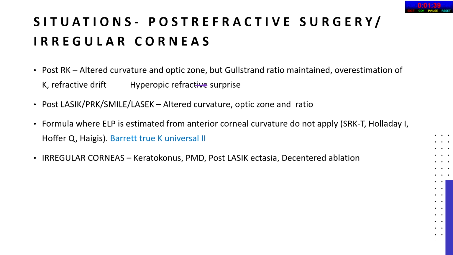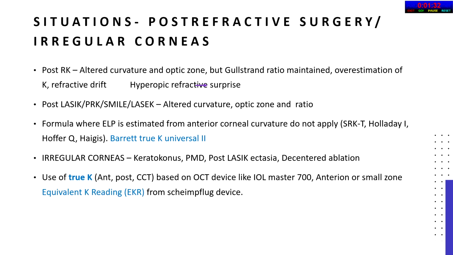For irregular corneas, again, there is a high chance of inaccuracy, and we should be extremely cautious while ordering the IOL. And we also have the equivalent K reading from Scheimpflug devices, which also enables calculation of the keratometry for different zones of the cornea, which will be useful in the post-LASIK eyes.